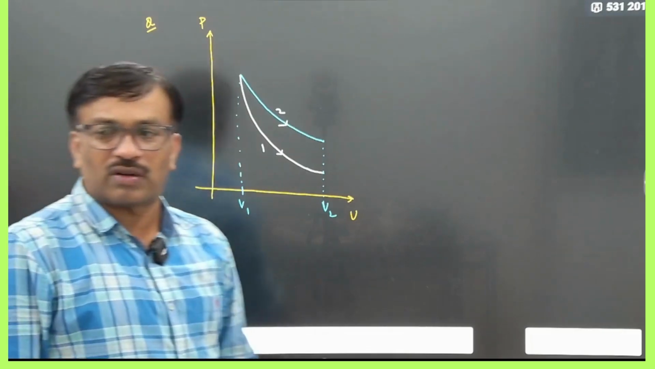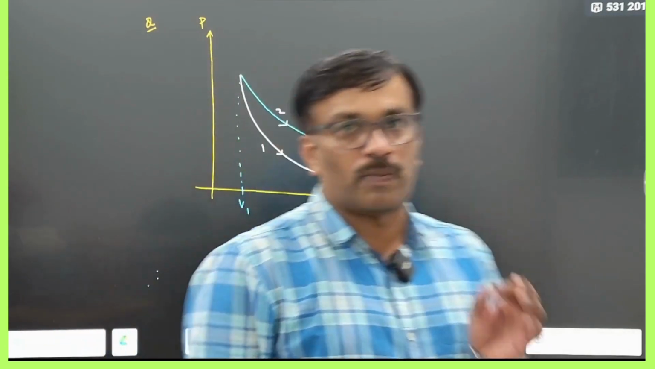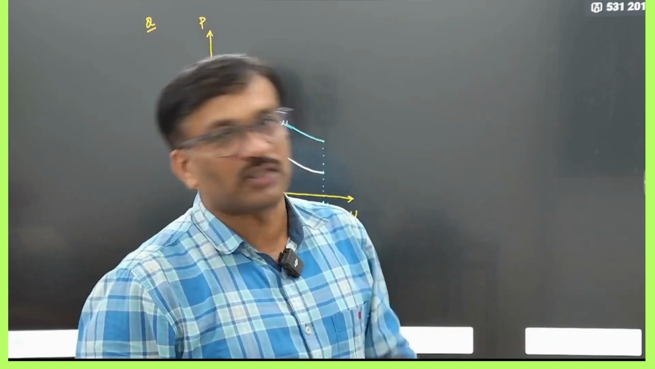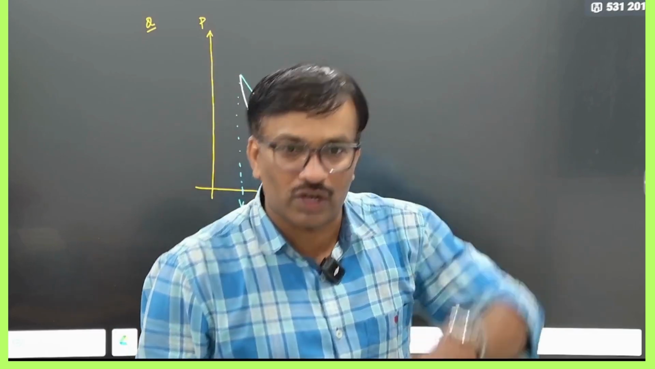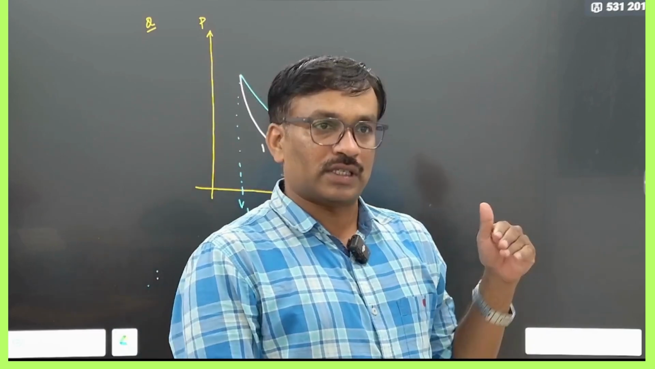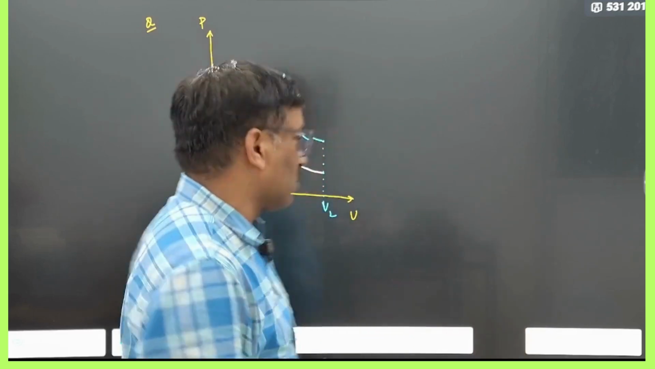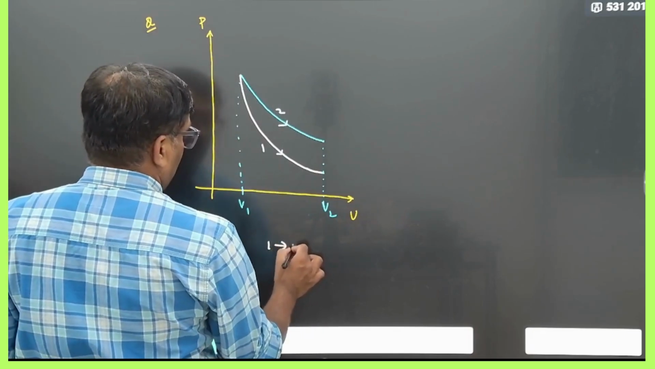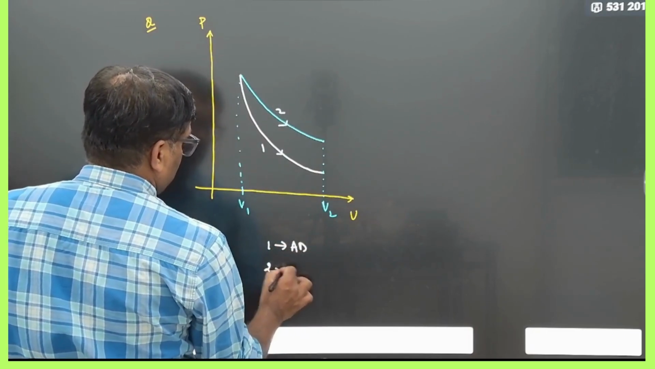So here how to calculate it? Simple thing: the slope of the adiabatic curve is greater compared to the slope of the isothermal curve. That means the one having more steepness is adiabatic, and the one having less steepness is isothermal. Here there is more steepness, so the first one is adiabatic and the second one is isothermal.